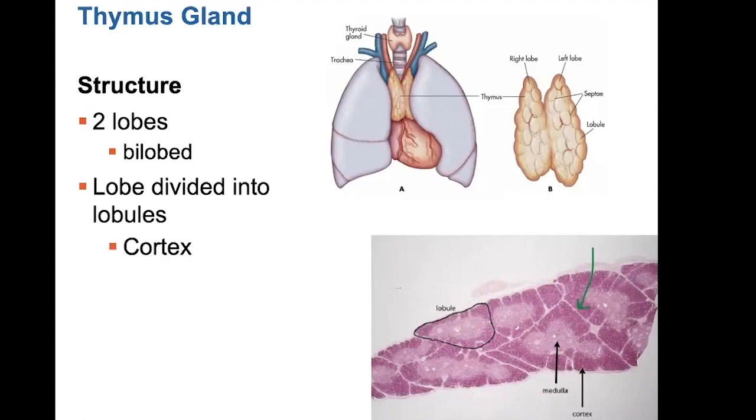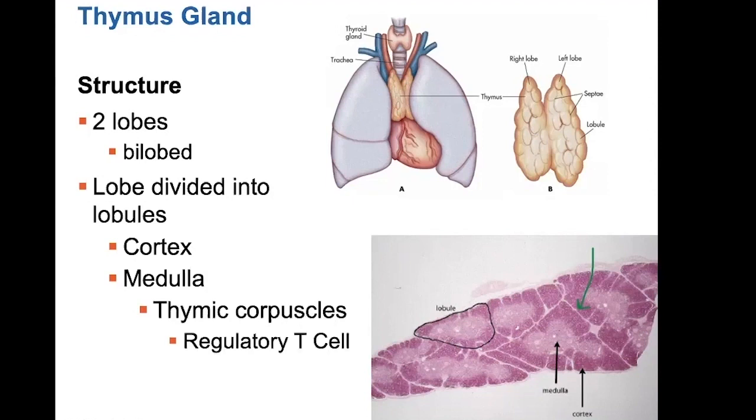The outer region is the cortex, and this is where lymphocytes are dividing. The inner region is the medulla, and it contains structures called thymic corpuscles. It is believed that at the thymic corpuscles, regulatory T cells develop.